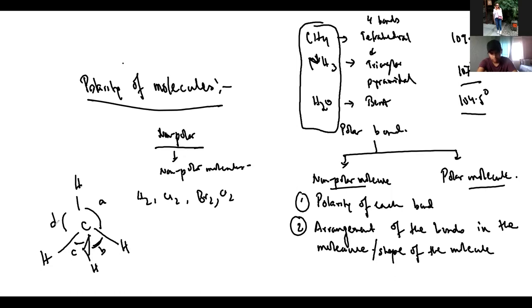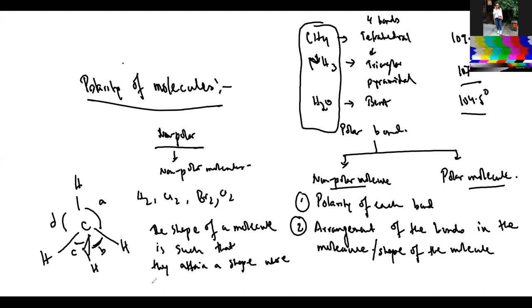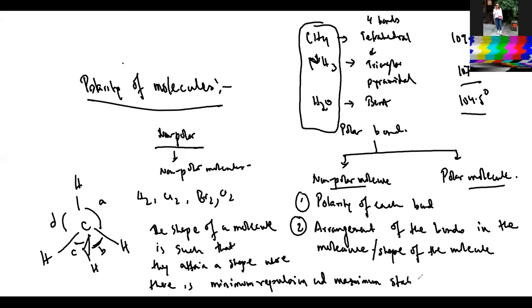So valence shell electron pair repulsion theory, what does that state? It states that the shape of a molecule is such that they attain a shape where there is minimum repulsion and maximum stability.